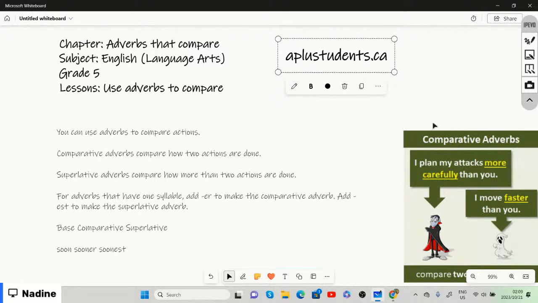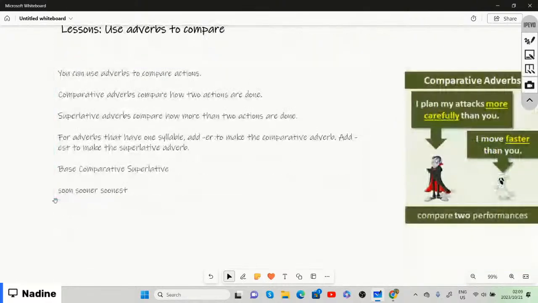For example, here we have soon, sooner, and soonest. Our base word is soon. If we compare two actions or how actions are done, then we can say it is sooner. And if we compare how more than two actions are done, then we say soonest.